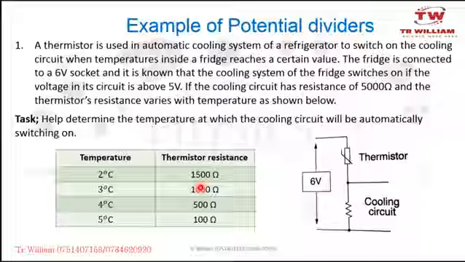When the temperature is 2, its resistance will be 1,500. When the temperature is 3, its resistance will be 1,000 ohms. When the temperature is 4, its resistance will be 500 ohms. When the temperature is 5, its resistance will be 100 ohms. So we need to know which of these resistances will enable the voltage across the cooling circuit to be 5. Okay? So let's dive into it. We see how it works out.